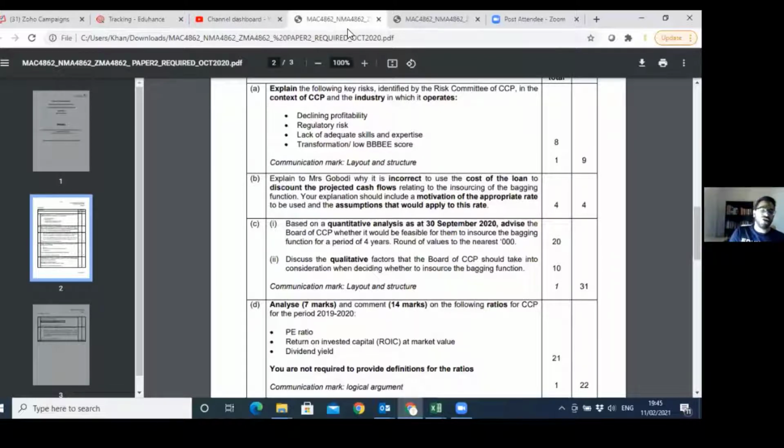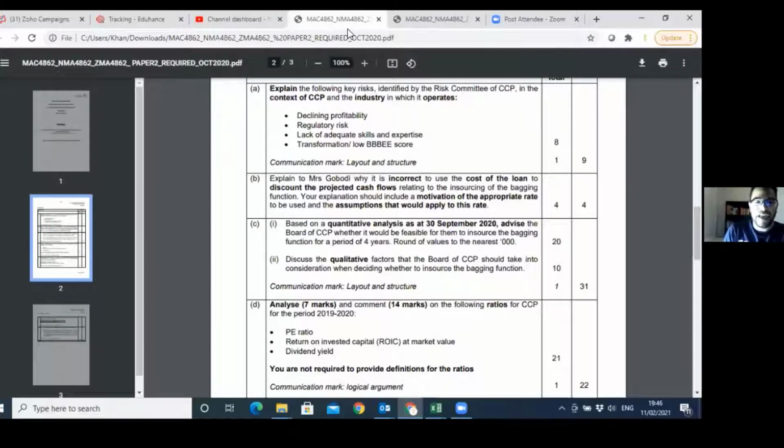That tells you you are dealing with capital budgeting. So now you will make use of the NPV. They didn't tell you which method, so you just use NPV. They say round values to the nearest rand thousands. Okay, so just be aware of that. Remember, quantitative analysis, 20 marks. So let's jump straight into it.